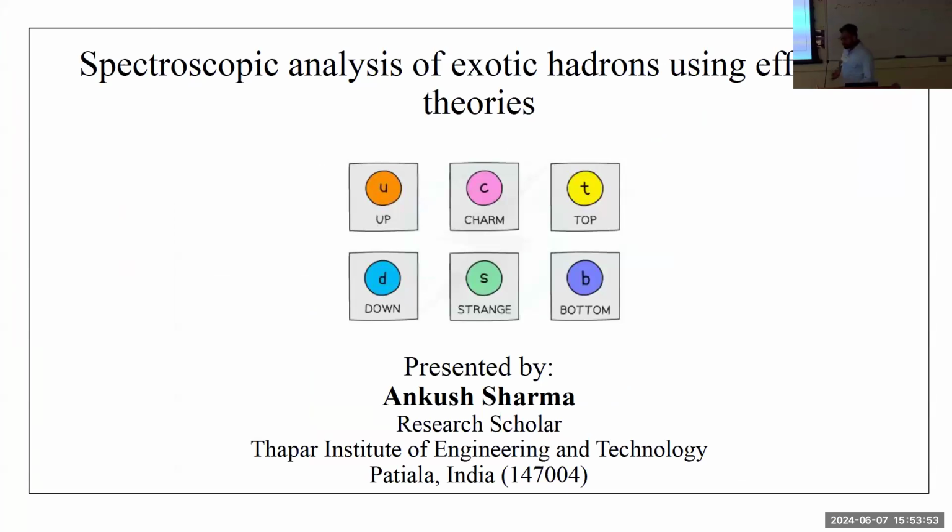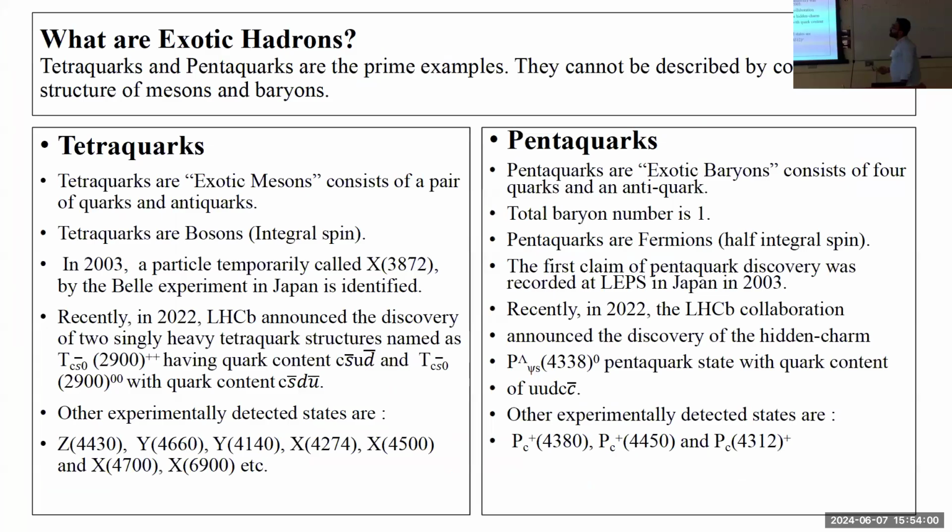Hello everyone, myself Ankush Sharma. I'm working on the spectroscopic analysis of exotic hadrons using effective theories. Exotic hadrons are basically tetraquarks and pentaquarks, and they do not have the conventional structure of mesons and baryons. Tetraquarks are exotic mesons and consist of a pair of quarks and antiquarks, whereas pentaquarks consist of 4 quarks as well as an antiquark. Recently, we experimentally detected a few of the tetraquark and pentaquark states at LHCb and elsewhere.